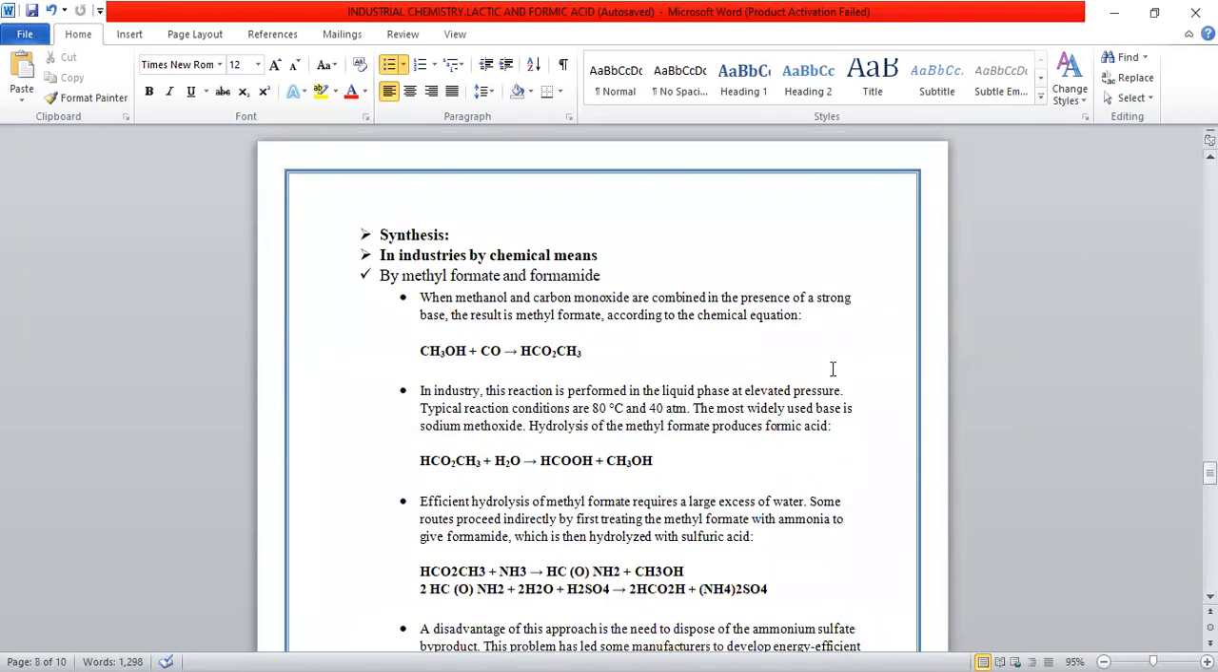Now we'll talk about its synthesis. In industries, it can be synthesized by chemical means. First of all, by methyl formate and formamide. When methanol and carbon monoxide are combined in the presence of a strong base, the result is methyl formate. You can see in this reaction, methyl formate is formed from the reaction of methanol and carbon monoxide. In industry, this reaction is performed in the liquid phase at elevated pressure. Typical reaction conditions are 80 degrees Celsius temperature and 40 atm pressure. The most widely used base is sodium methoxide.